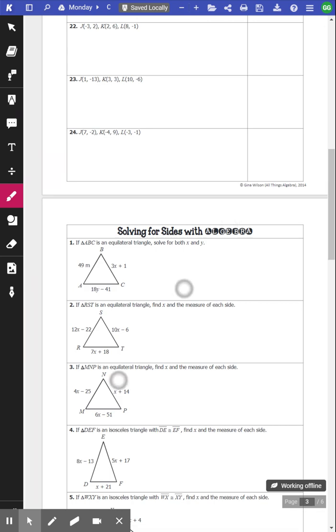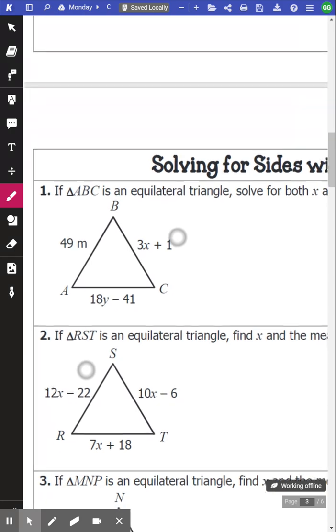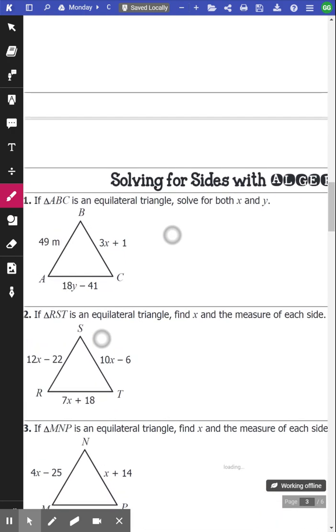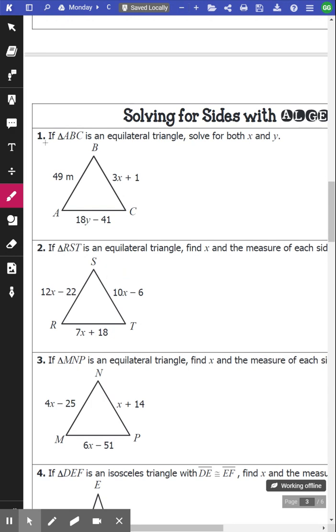I'll do more in class. Let's jump to the algebra part. All right, solving things in algebra, this means that you're going to have to read, guys. You'll have to read the directions first, because it's going to tell you exactly how to create your equation.